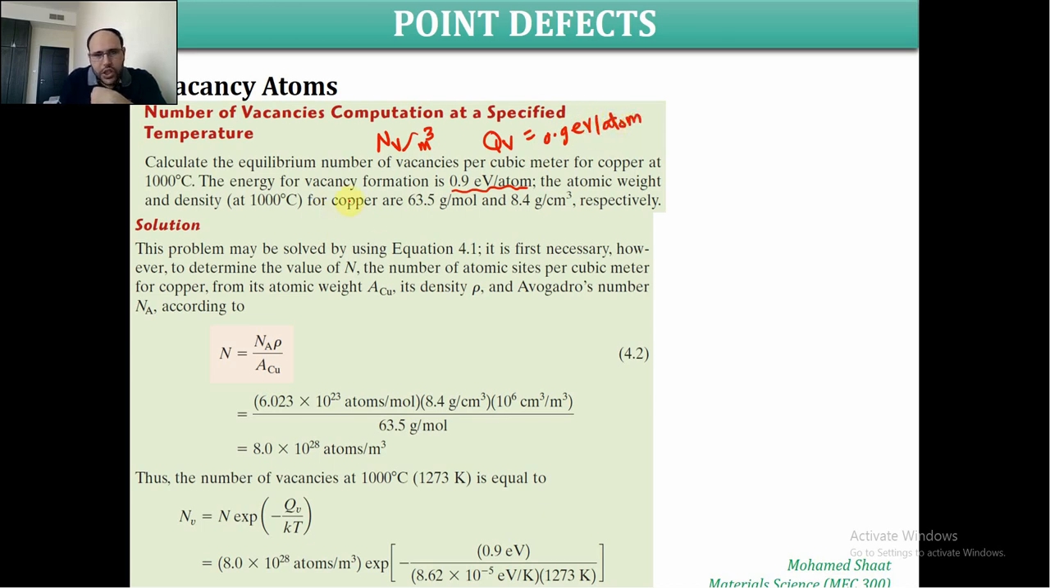Again, this is the energy needed to form one vacant atom, to break the bonds to create one vacant atom. The atomic weight and density at this temperature for copper were given as 63.5 grams per mole, and the density was given as 8.4 grams per centimeter cubed, respectively. It is required again to calculate the NV.